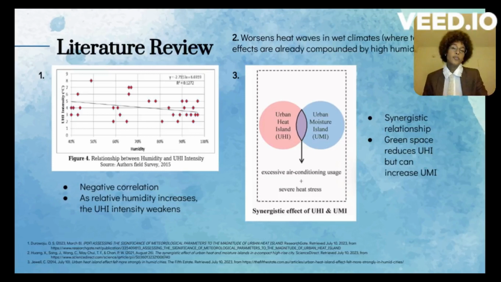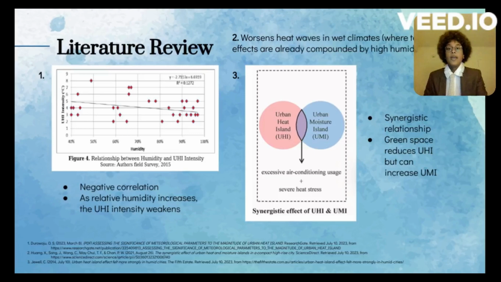Finally, a third source we looked at explained that there's a synergistic relationship between the urban heat island and the urban moisture island, which, similar to the urban heat island, is related to moisture and implies that higher moisture levels are found in areas of higher vegetation, which are usually more rural areas. It explains that although plants do help with the urban heat island effect by allowing for convection through water vapor, evapotranspiration, and other plant processes, this does increase the urban moisture island as a result.